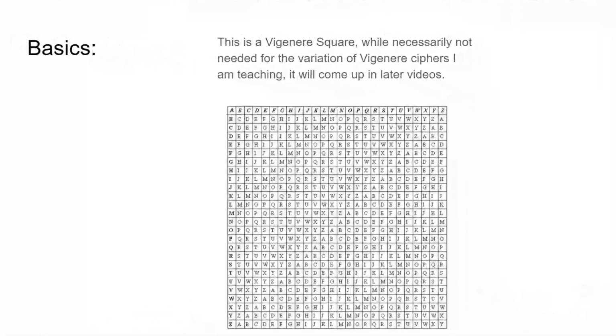Here are the basics. This is a Vigenère square. While not necessarily needed for the variation of Vigenère ciphers I am teaching, it will come up in later videos. So here it is, just as a reference. This is technically not needed for the one that we're using right now, but it will be needed later on. So just make sure to keep this in mind.